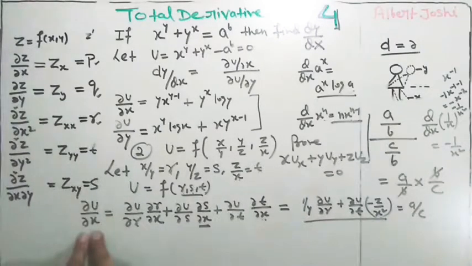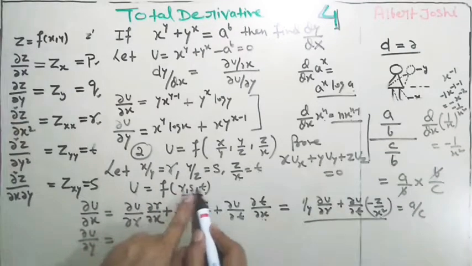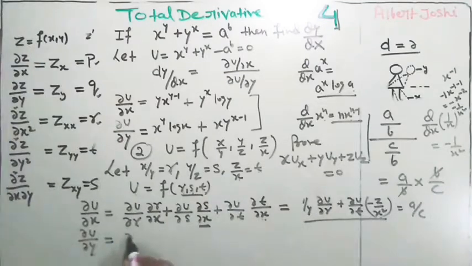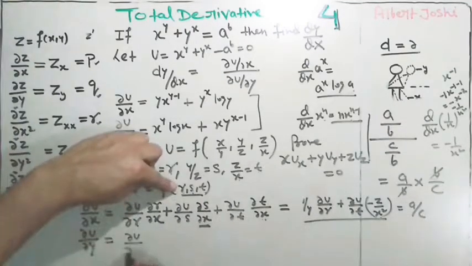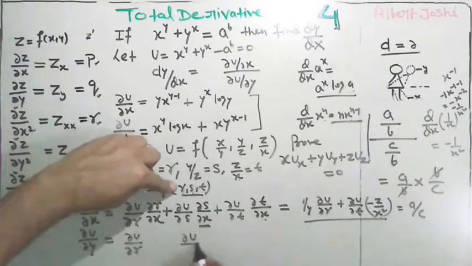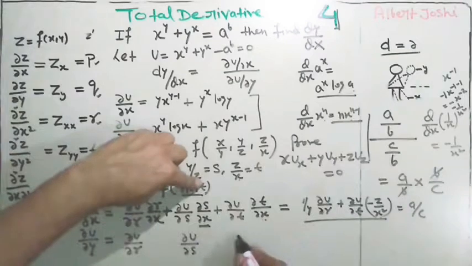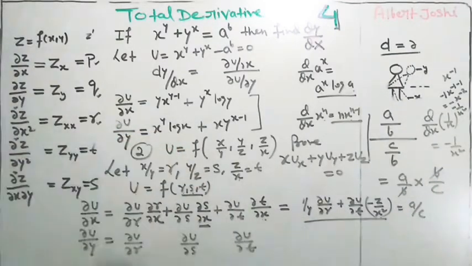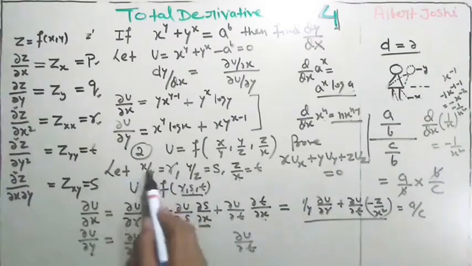Similarly, you have to differentiate with respect to y, which means del u upon del y. How to write? Again, I am just explaining you. You are differentiating u with respect to y. In u there are a total of 3 variables. So you will differentiate u with respect to r, u with respect to s, and u with respect to t. But we are differentiating with respect to y. So now this r is also a variable. R is equal to something.